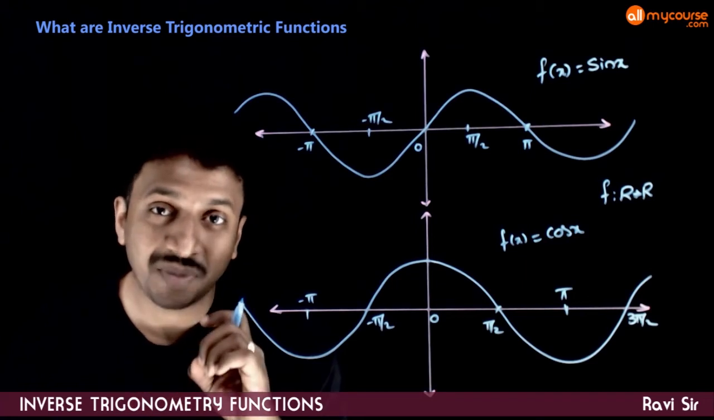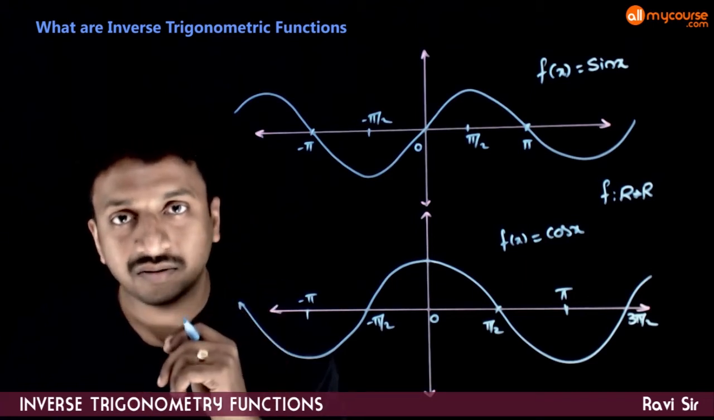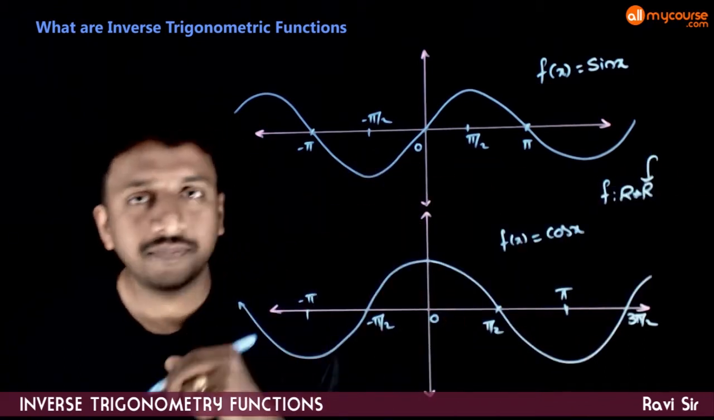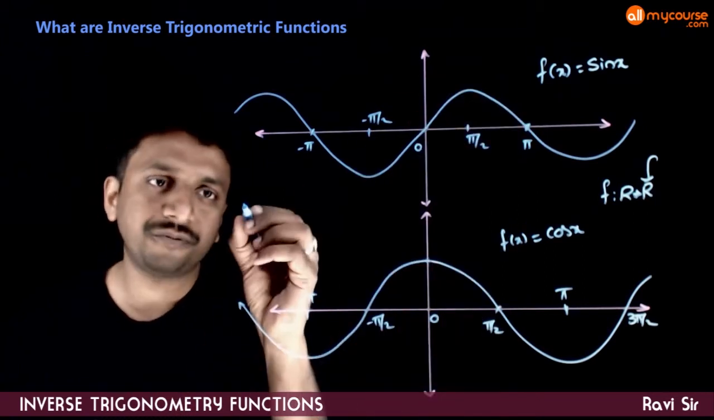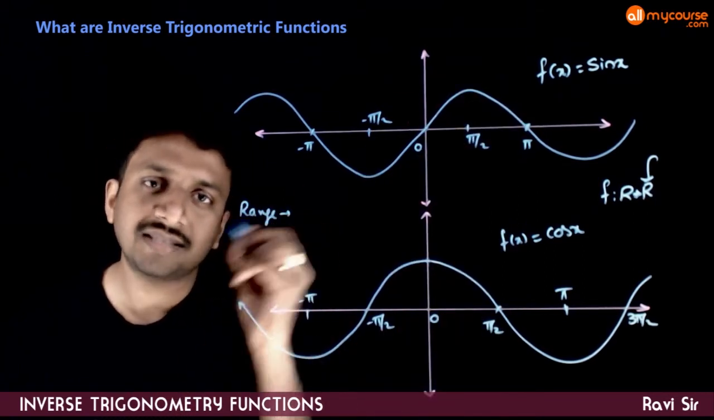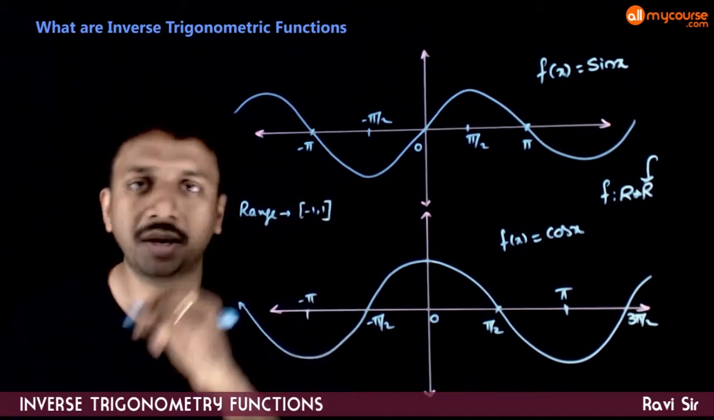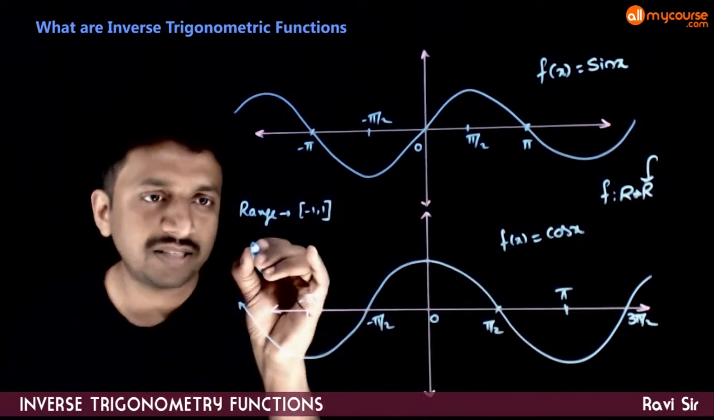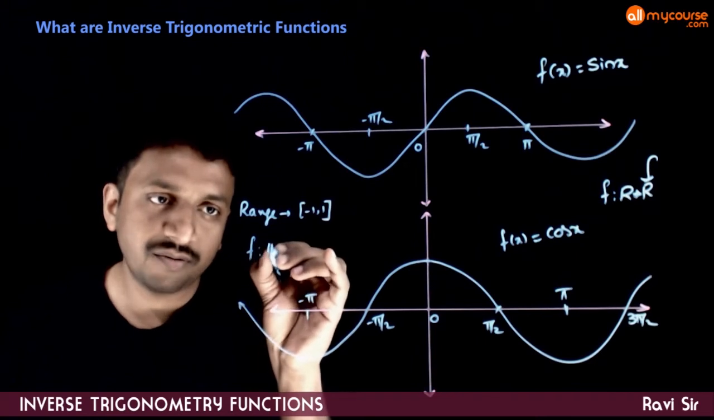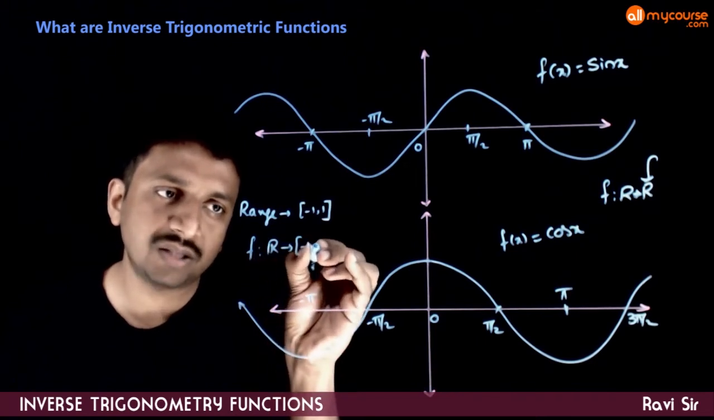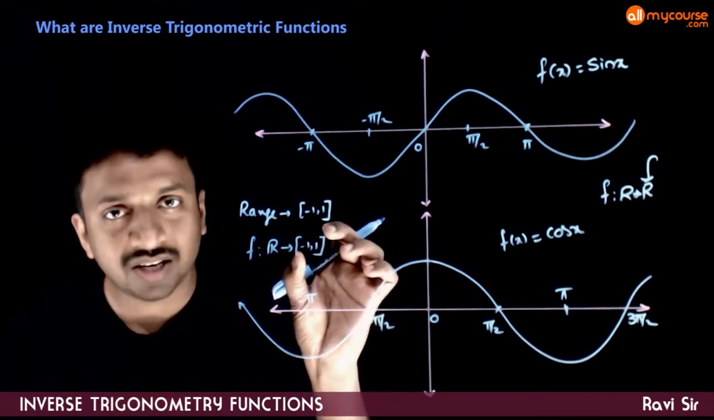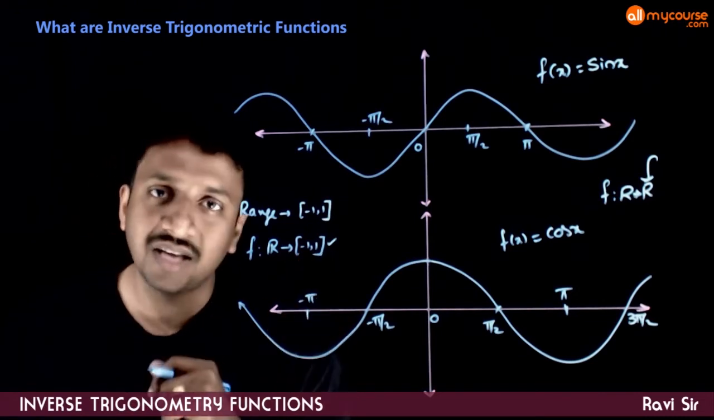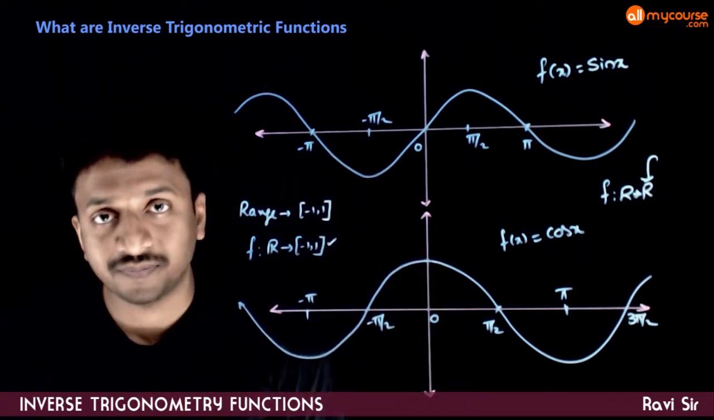So first, let us make this function into an onto function. How do you make the functions into onto functions? By appropriate restriction of codomain. We know that the range of sin x and cos x is minus 1 to 1. So I'll make the range equal to the codomain. First I'll define these functions from real numbers to minus 1 to 1. If I do this restriction of codomain, now the codomain is equal to the range of the function, hence both these functions have become onto functions.